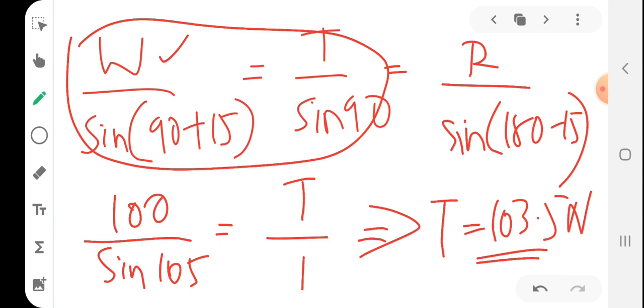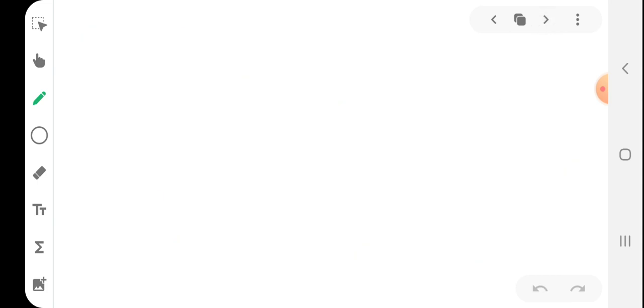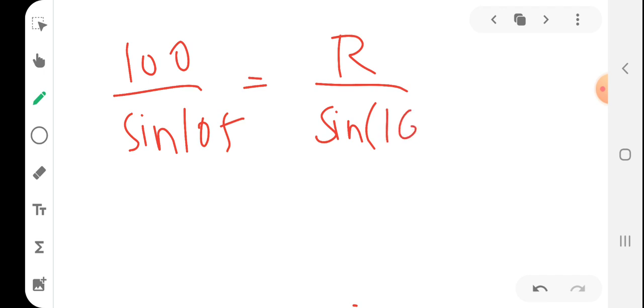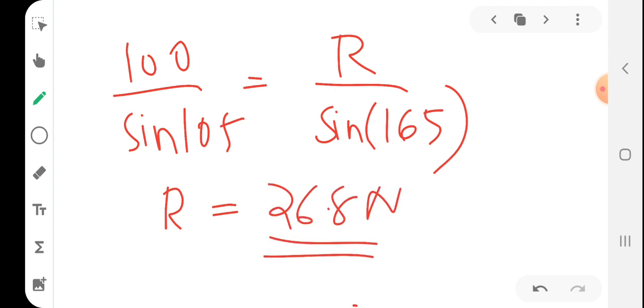അപ്പോൾ ആദ്യം W യുടെ ഇക്വേഷനും T യുടെ ഇക്വേഷനും എടുത്തു. ഇനി അടുത്തത് വീണ്ടും W ആണ് നോൺ. 100 by sine 105 is equal to, ഇനി അറിയാത്തത് R by sine 180 minus 15. 180 minus 15 is 165, right? So if you solve this equation, you will get R as something like 26.8. You just calculate on your own using your calculator. Everyone should have a calculator.